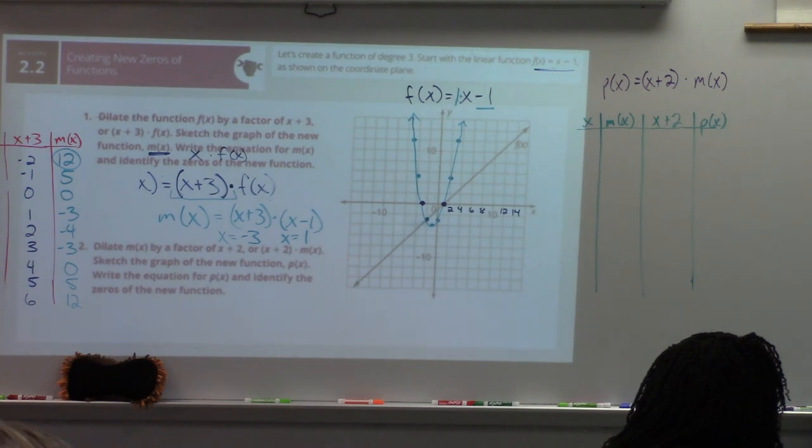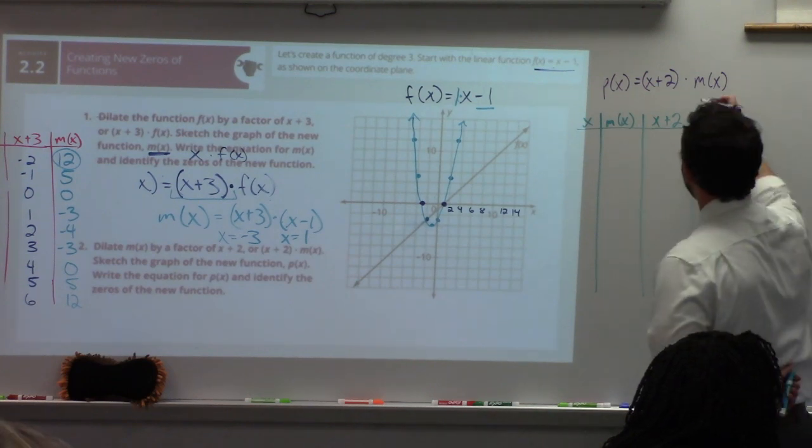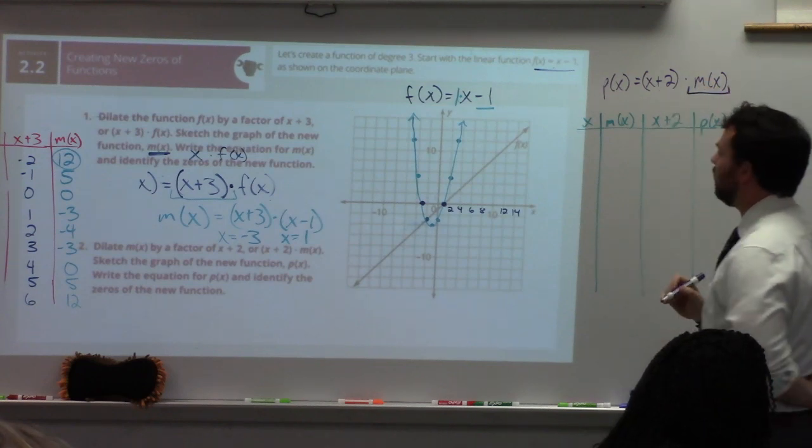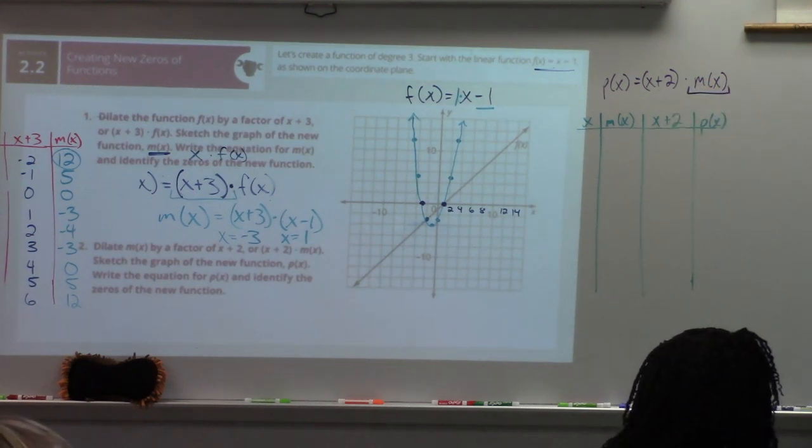Let me point this out to you really quickly. Y'all have only found the x-intercepts or zeros for m of x. I'm looking for it. It's not graphed yet, you can't see it. So, m of x is only part of p of x. What's the other linear factor?